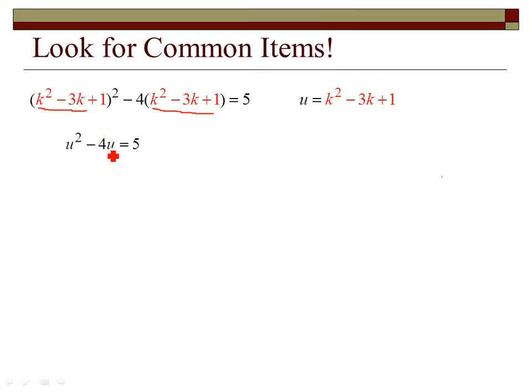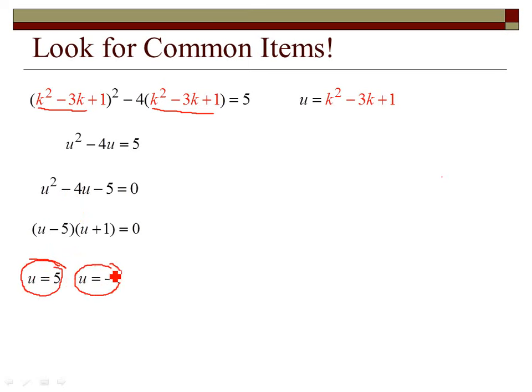So now I'm going to move the 5 to the other side. This is an easy factoring one, so we don't have to spend too much time on it. This factors to u minus 5, u plus 1. Solving it, you get u equals 5 and u equals negative 1. Now I'm going to take these values, u equals 5 and u equals negative 1, and replace them over here. So that means I get k squared minus 3k plus 1 is going to equal 5.